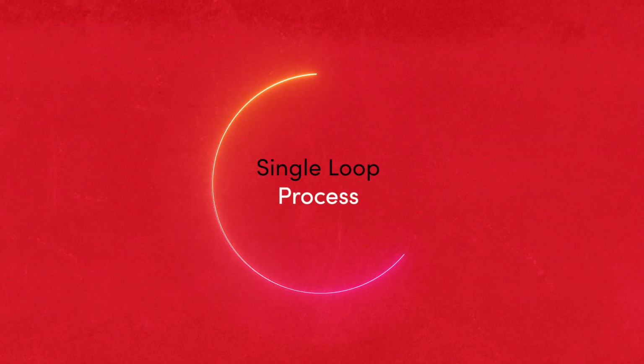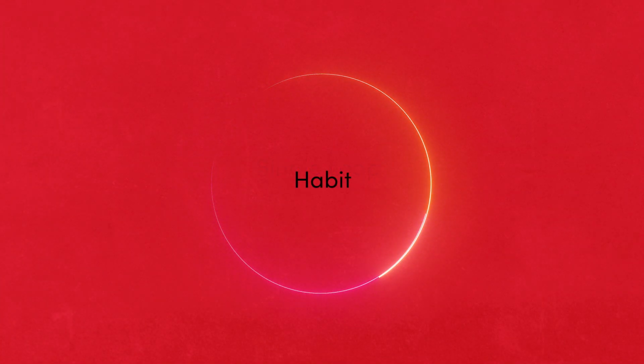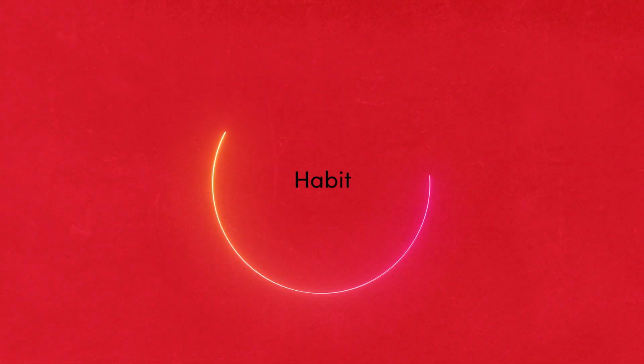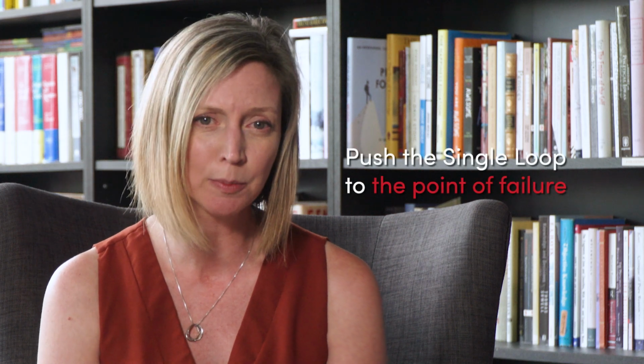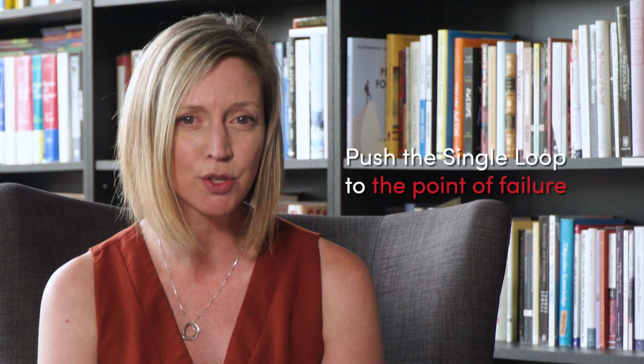When we repeat a single loop process, it becomes a habit. Each repetition requires less and less effort. We stop questioning or reconsidering it, especially if it does the job or appears to. While habits are essential in many areas of our lives, they don't serve us well if we want to keep improving. For that, we need to push the single loop to the point of failure, to strengthen how we act in the double loop. It's a bit like the Feynman technique. We have to dismantle what we know to see how solid it truly is.